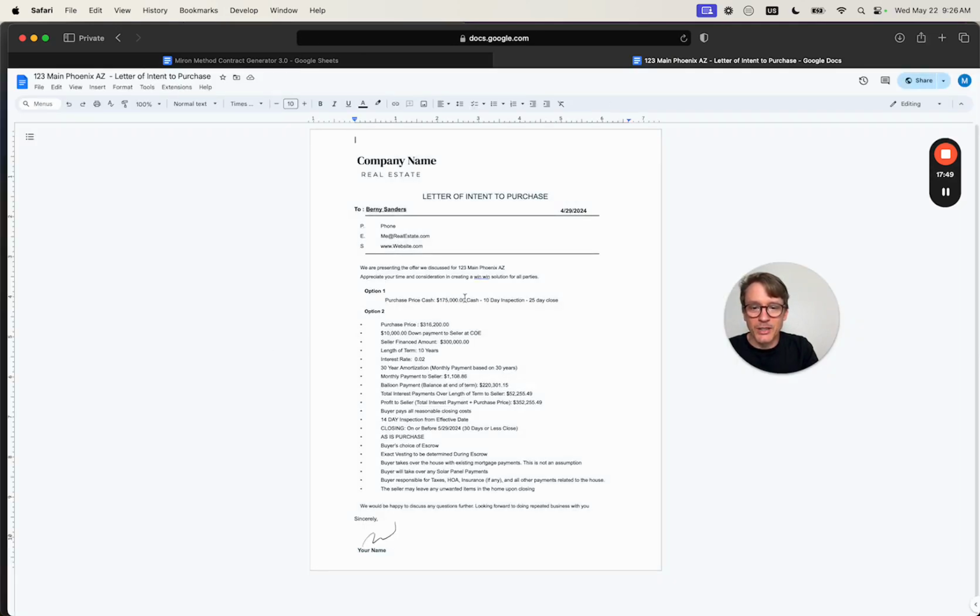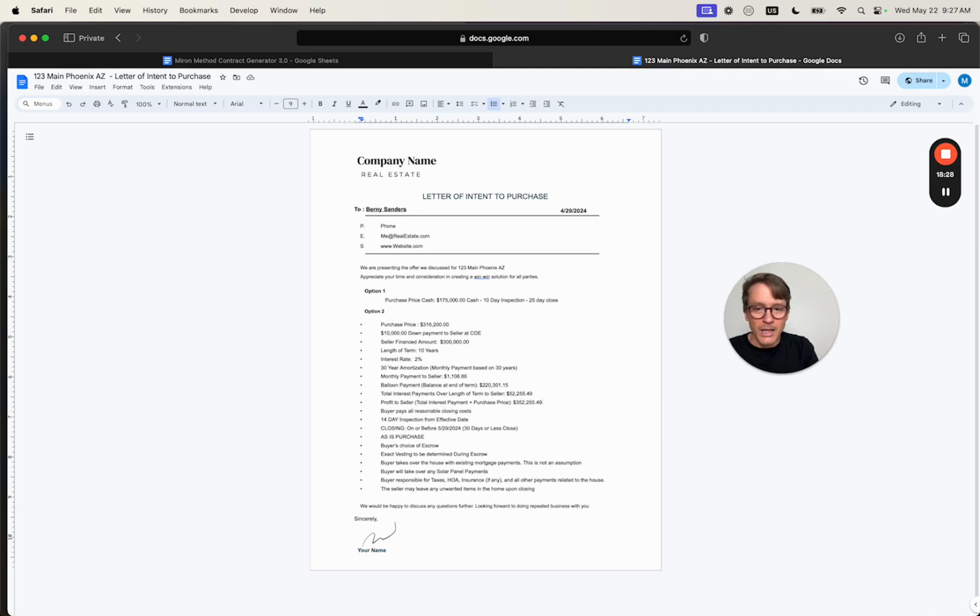Oh, the cash price is still there, 175 cash, or I'll do 316 on payments. Seller financed amount 300, length of time 10 years, interest rate 2%. So I did a 10-year balloon. It's a 30-year amortization with the payment of 1108. At the end of the balloon, I'll give them 220. Total interest, you're going to make an additional 52,000 if you sell this way.